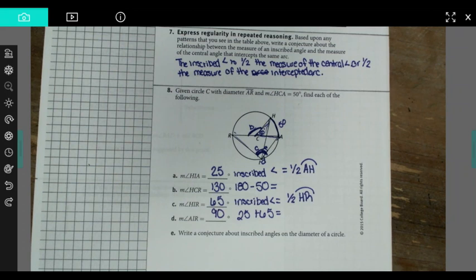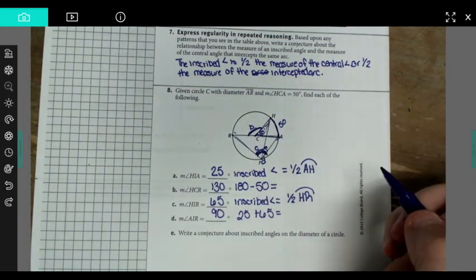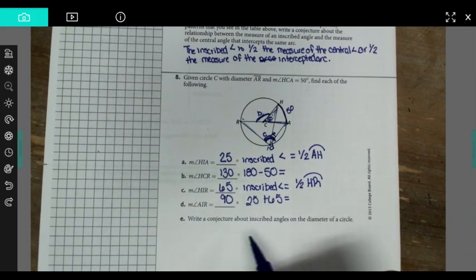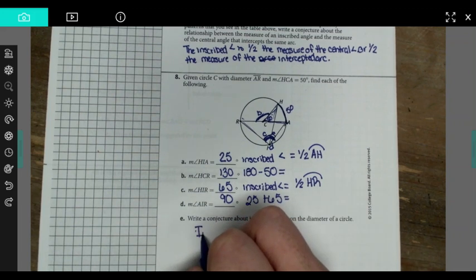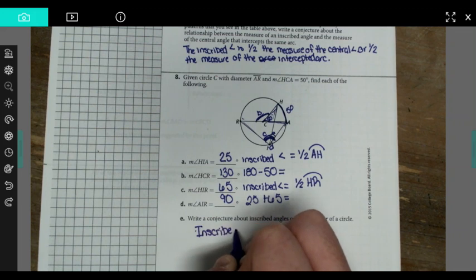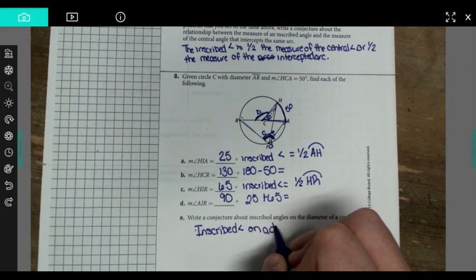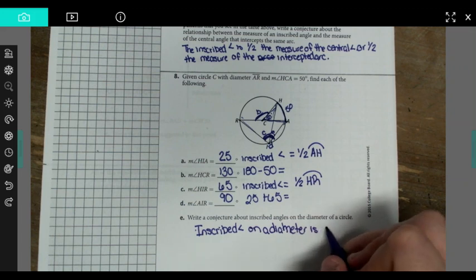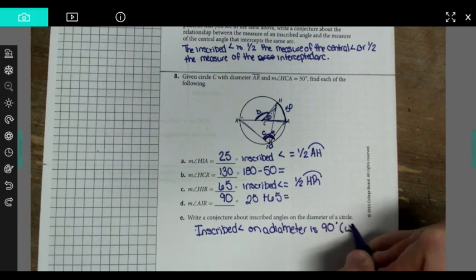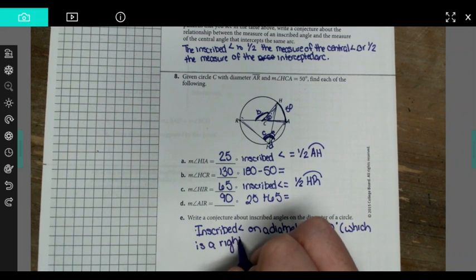It says, write a conjecture about inscribed angles and the diameter of a circle. We know the diameter of a circle is 180 degrees, and an inscribed angle should be half of that. So an inscribed angle on a diameter is 90 degrees, which is a right angle.